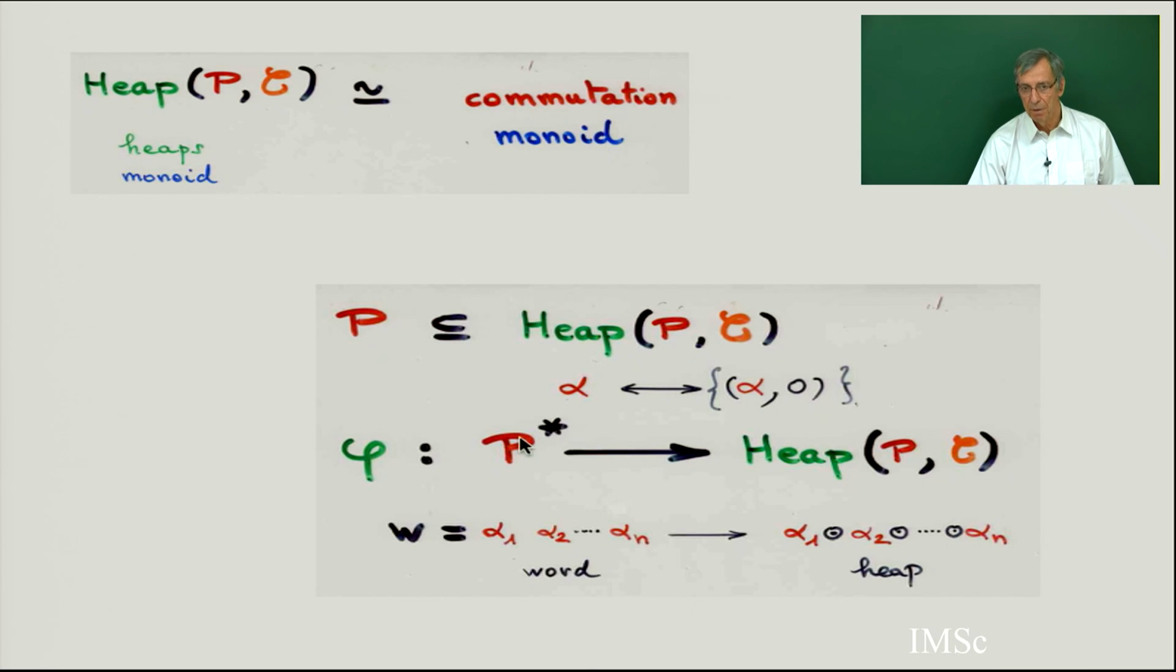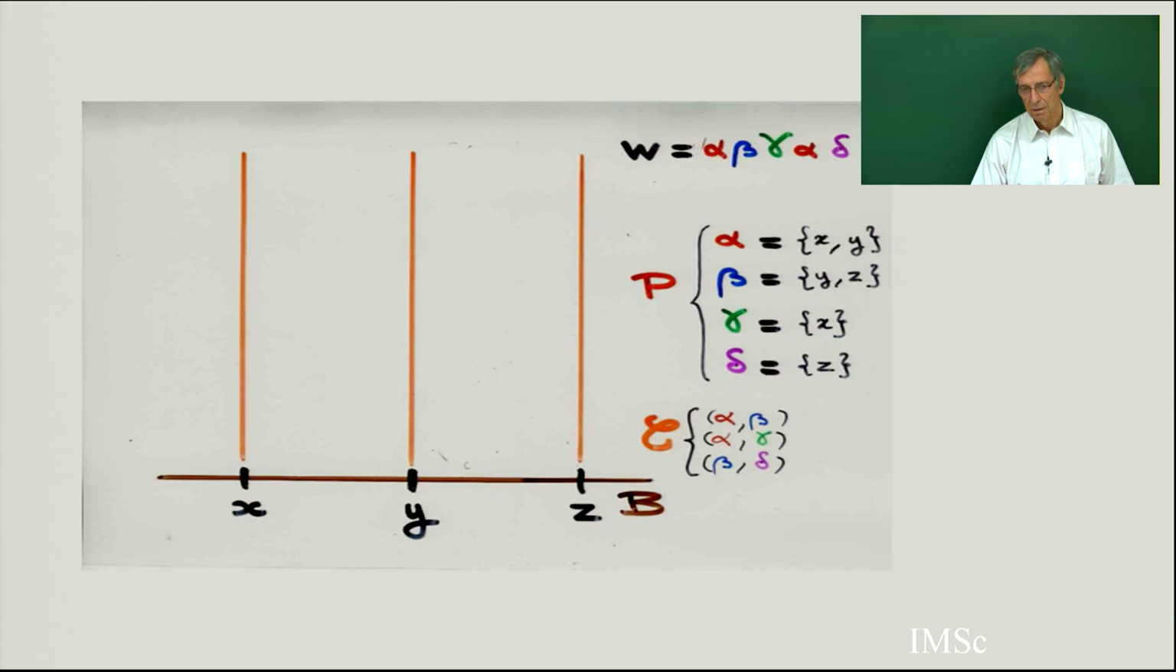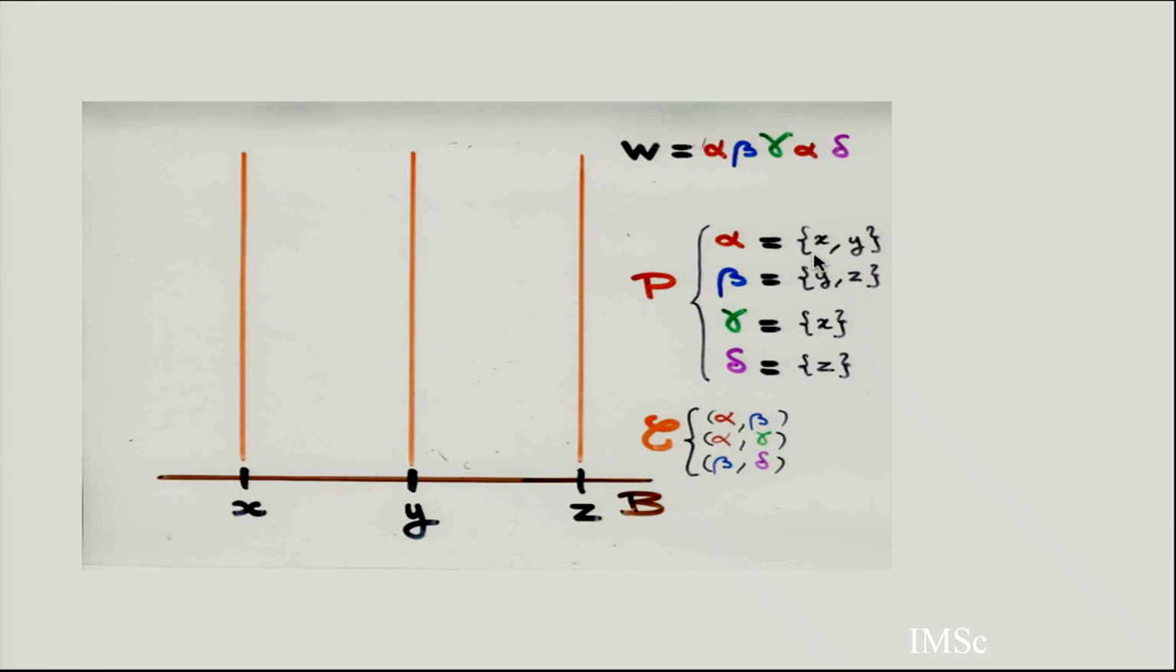So I have a map from the free monoid generated by the basic pieces to the heaps monoid with basic pieces P and dependency relation C script. For example, take your basic pieces alpha, beta, gamma, delta as subsets of a set. My set has 3 elements, x, y, z. I take 4 non-empty subsets: alpha is x, y; beta is y, z; gamma is x; and delta is z.